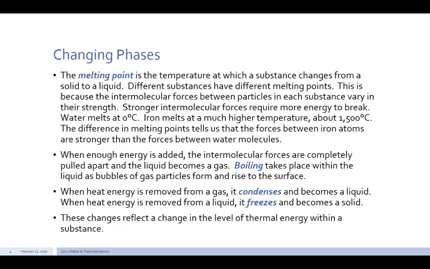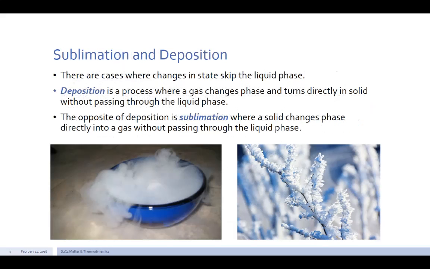Now, there are two other phase changes that do occur. We don't see them as often, but these are called sublimation and deposition. This is because they skip the liquid stage. So in a deposition, the gas changes directly into a solid without passing through a liquid phase, and the opposite is a sublimation. Now, most of you have seen a sublimation. If you ever have played with dry ice before, dry ice sublimes. It goes straight from a solid ice form into a gaseous form of carbon dioxide, and you see the kind of smoke that comes out.